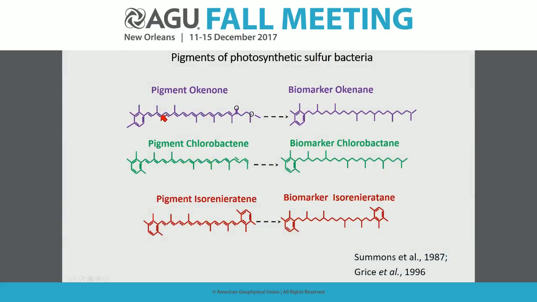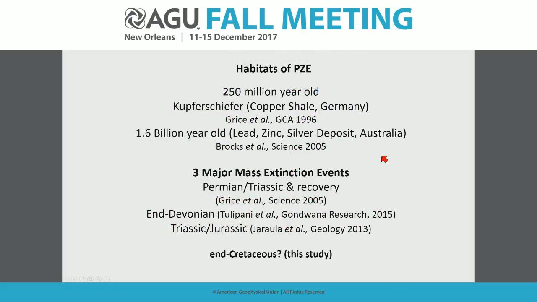So biomarkers which are indicative of these have been reported previously. Okenone gives okenane, chlorobactene gives chlorobactane, and isorenieratene gives rise to isorenieratane. In the past, these have been reported in the Zechstein copper shale of Germany, early Permian, 1.6 billion-year-old lead-zinc-silver deposits of the Northern Territory in Australia, and have been associated with three major mass extinction events, the ones I mentioned at the beginning, the Permian-Triassic and Triassic-Jurassic. And here we're talking about the end Cretaceous.